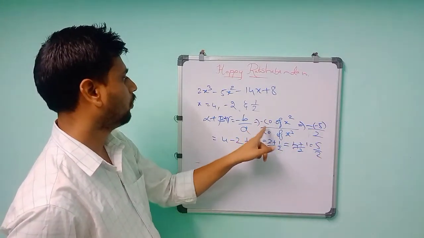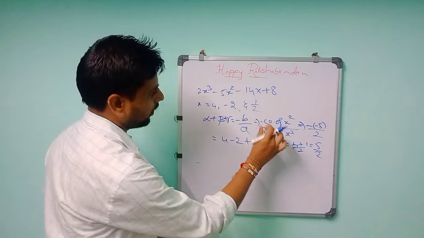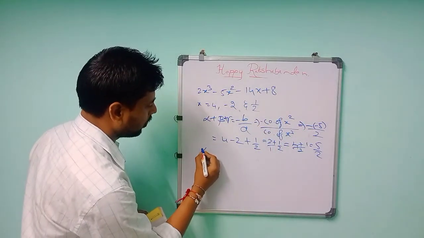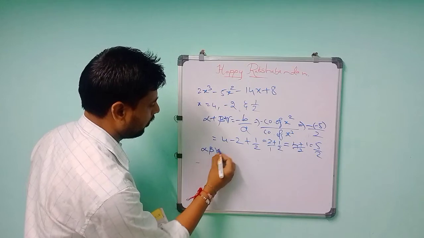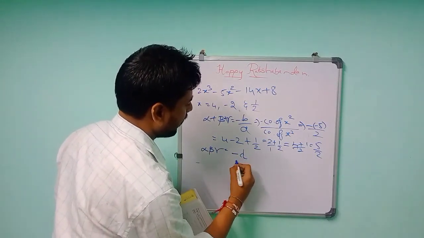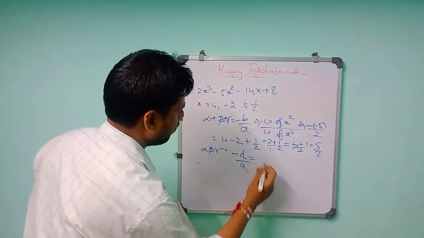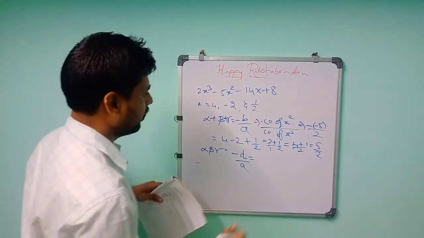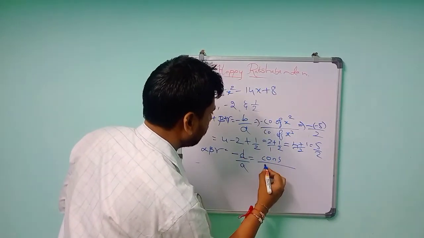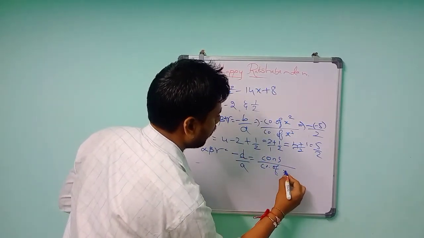So the formula for the sum is minus coefficient of x square divided by coefficient of x cube. If you take the product alpha beta gamma, it is minus d by a. Here d is the constant term, divided by the coefficient of x cube.